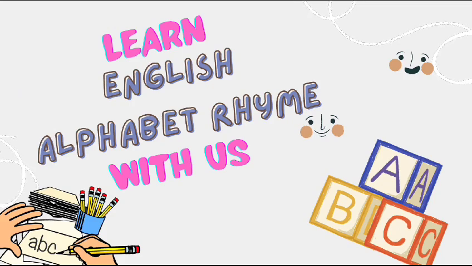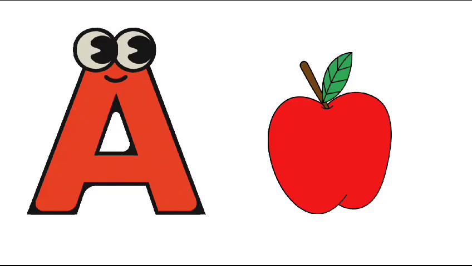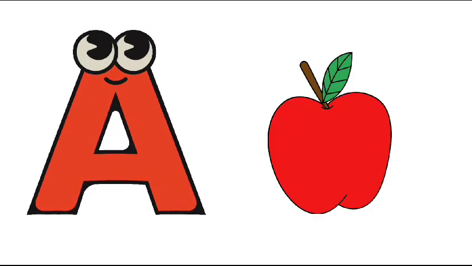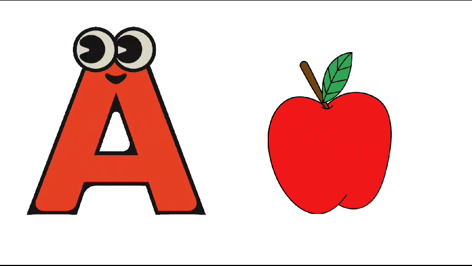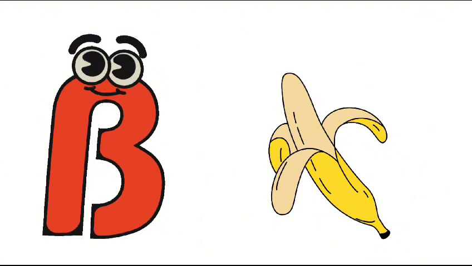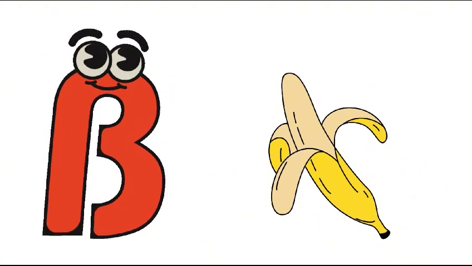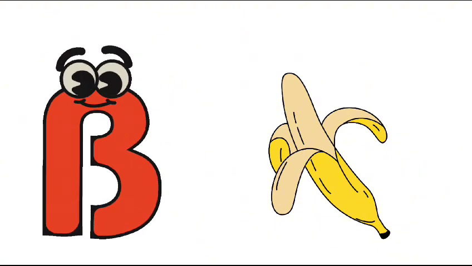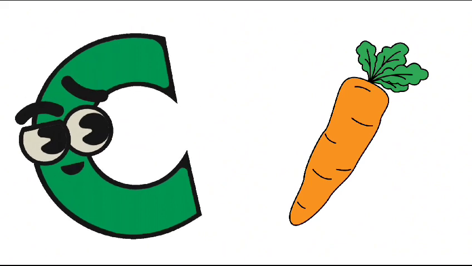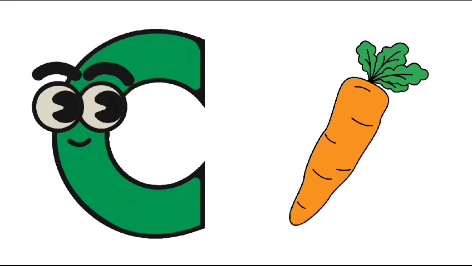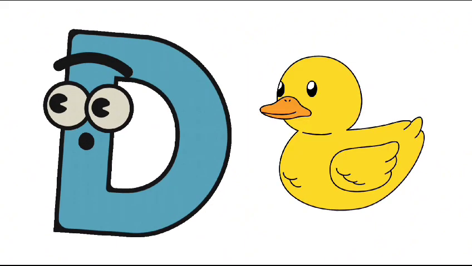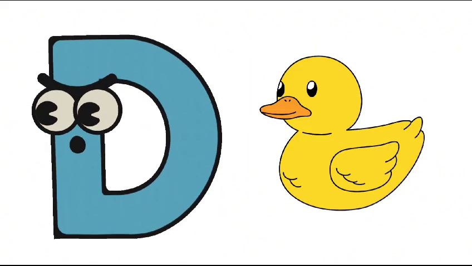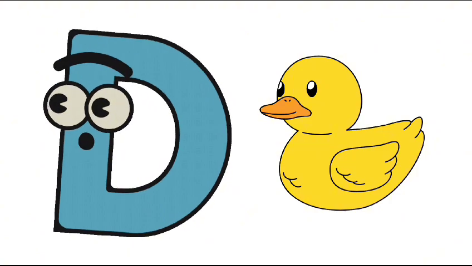Learn English alphabet rhyme with us. A is for apple. B is for banana. C is for carrot. D is for duck.